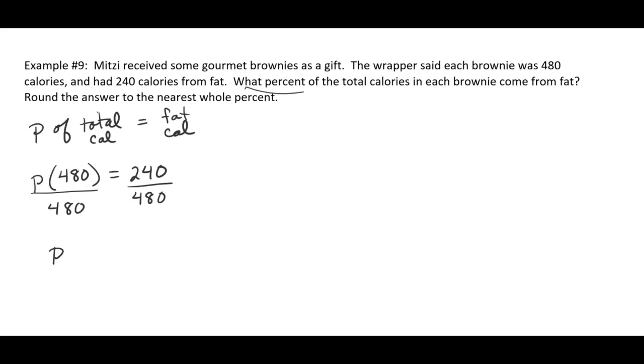So the percent, that looks like 50, or well, it's going to be 0.5. It is a decimal. But you could do that on a calculator. I could double check that real quick on my calculator. Yep, 0.5. But we want it to be a percentage, so we need to change it to a percentage. So 50% of the calories in that brownie came from fat. Okay, that's it.